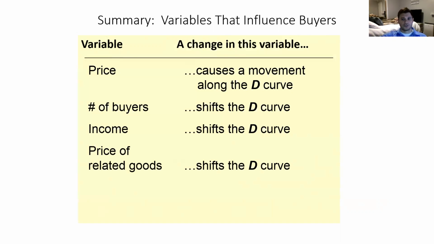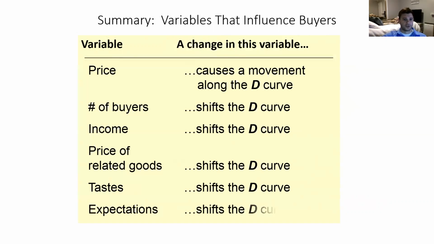Last two that were more psychological. We had changes in tastes and preferences. Anything that causes an increase in preference towards the good shifts the demand curve to the right. Anything that sours preferences away from the good shifts the demand curve to the left. And future expectations. My belief about maybe future prices or income or other external factors of the environment could potentially affect my demand today. All right, moving right along.